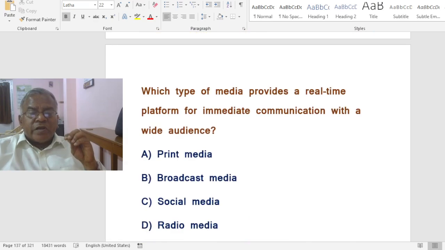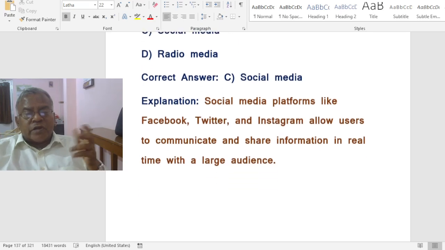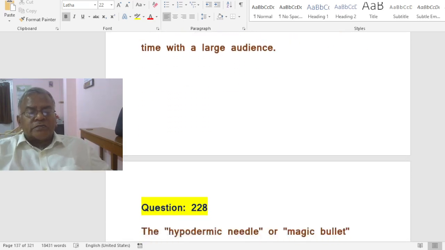Which type of media provides a real-time platform for immediate communication with a wide audience? That is social media. Social media platforms like Facebook, Twitter, and Instagram allow users to communicate and share information in real time with a large audience.